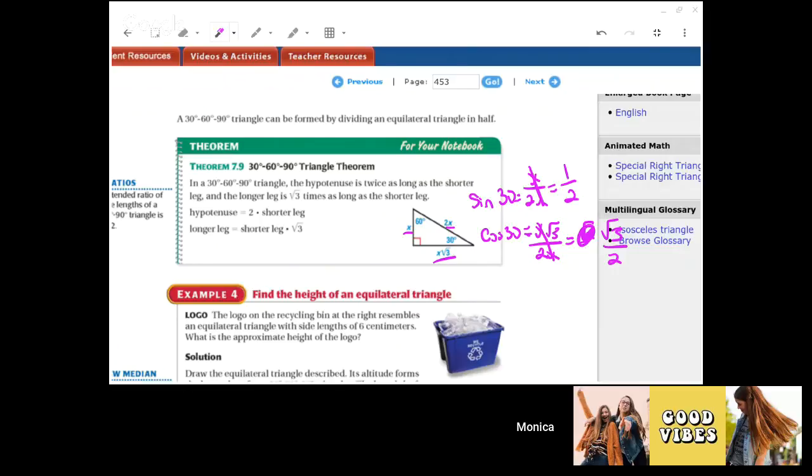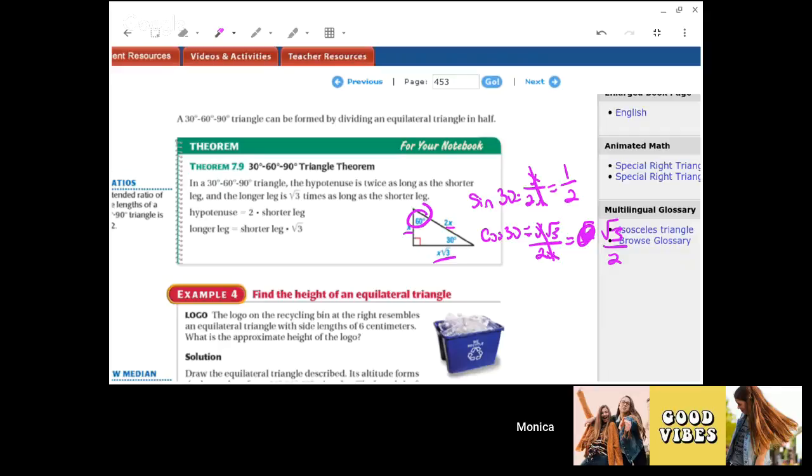So then you'll do the same thing with that triangle for the 60-degree angle, okay? You'll go from 60 and say the sine is opposite over hypotenuse, and then the cosine is adjacent over hypotenuse. And then for the 45-45 also.